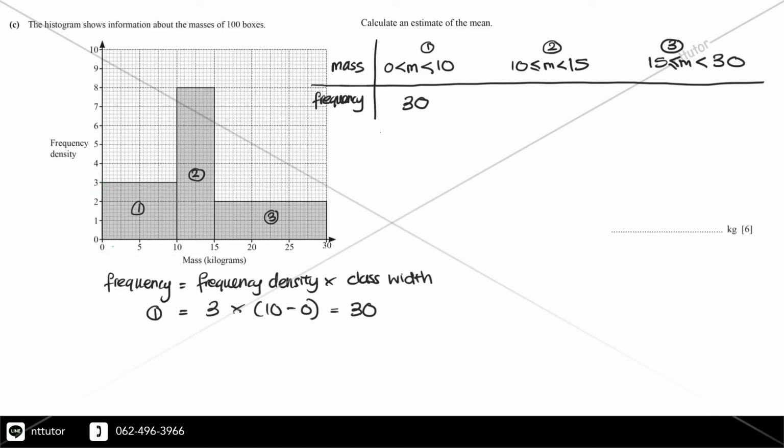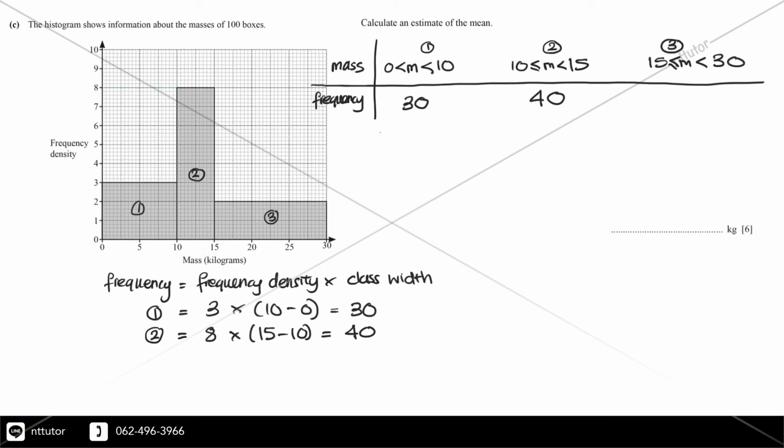We can do the same for the second group. So for the second group, the frequency density is 8, and the class width goes from 10 to 15. Therefore, the class width is 15 minus 10, that's 5. So 8 multiplied by 5 equals 40. So the frequency of the second group is 40.